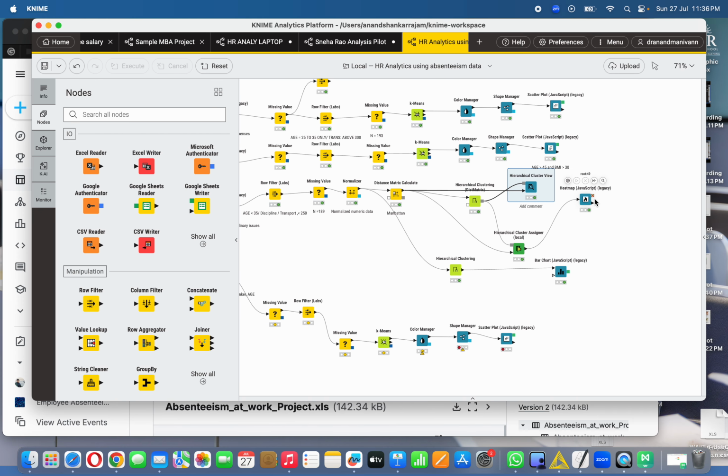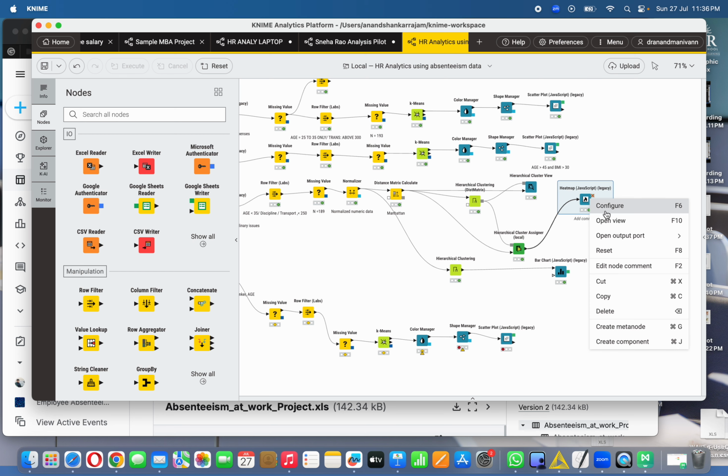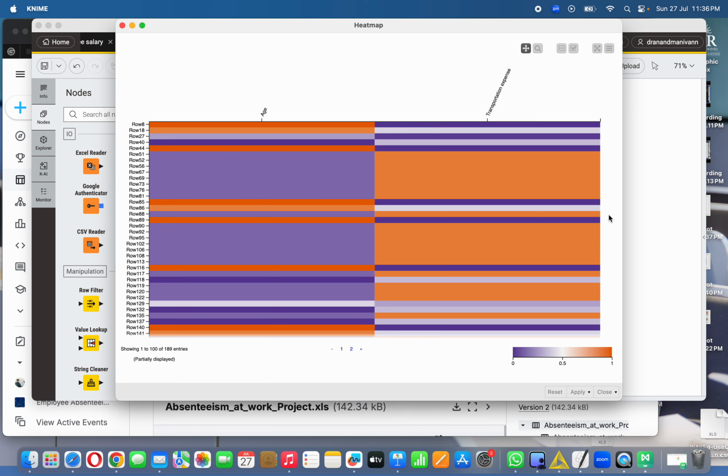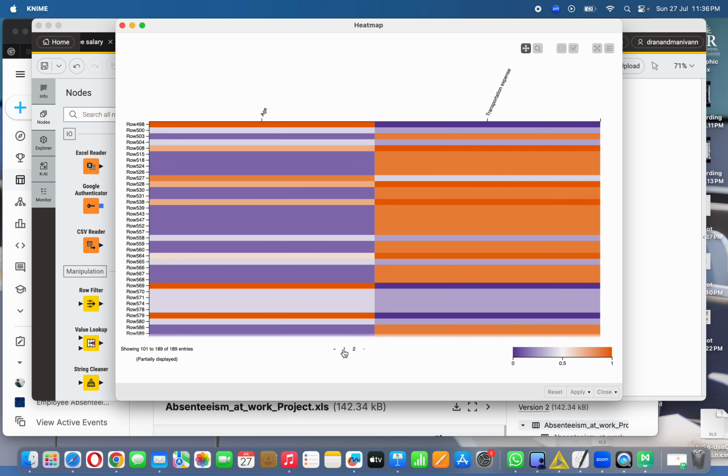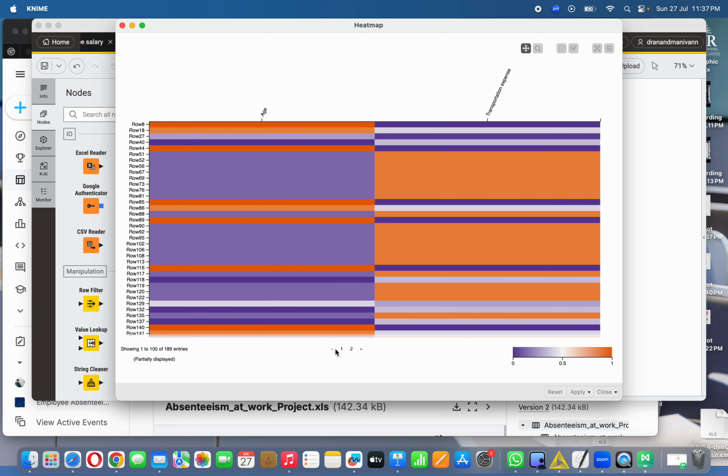The second, we also have a heat map here. This color coded matrix represents the normalized values of two selected variables, that is age and transport expense. So one is age, the other one is the transport expense across multiple employee rows here, right? You can see the data has been arranged like this.